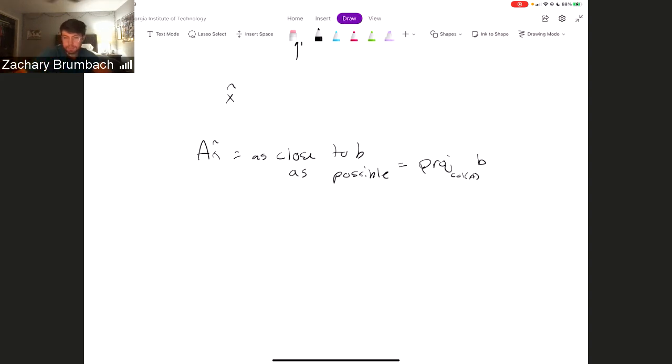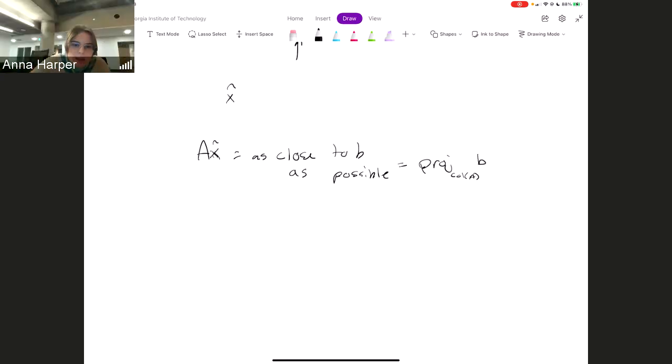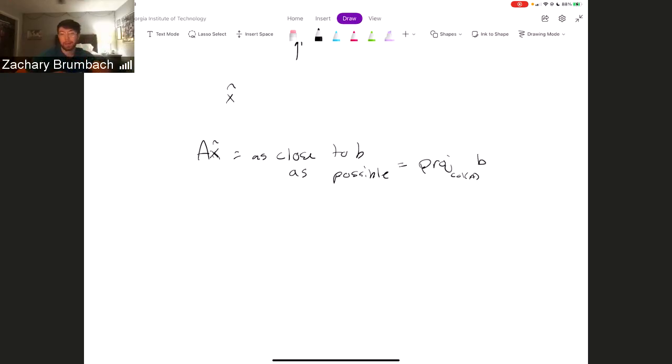So is A x hat equal to b then, or does it have to be the projection onto the column space? Yeah, it is the projection. It could be b if b is on that plane, but it might not be. Does that make sense? I hope. Yeah. Thank you.